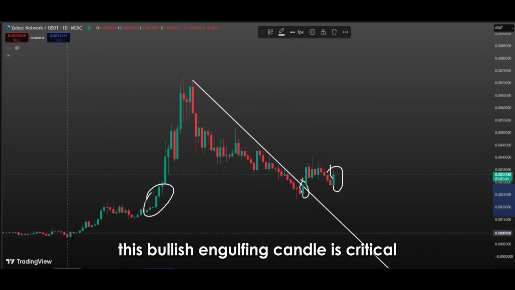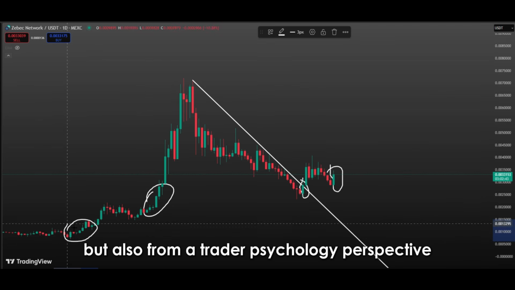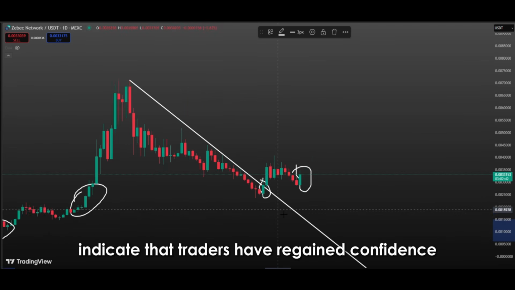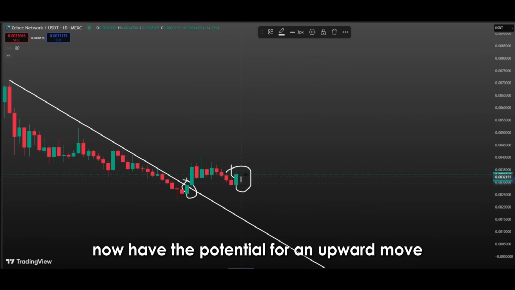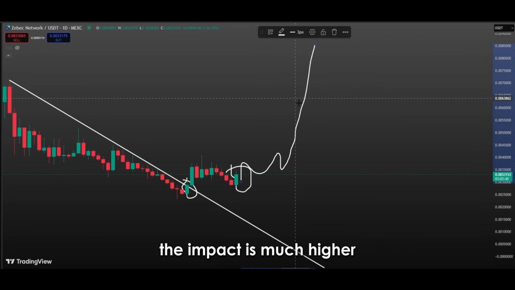This bullish engulfing candle is critical not only from a technical perspective, but also from a trader psychology perspective. This is because such candles indicate that traders have regained confidence and that prices now have the potential for an upward move. Especially when seen on large time frames, the impact is much higher.